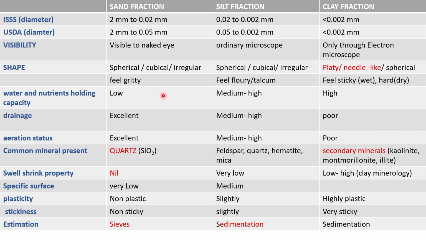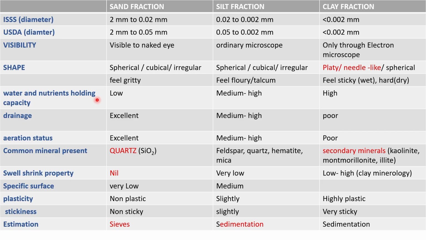Hence it can't hold water and nutrients, so the water and nutrient holding capacity is low. Like water, nutrients also can't stand in the soil for such a long time, so they will drain away very quickly. So this is the reason why we can't grow rice in sandy soil.